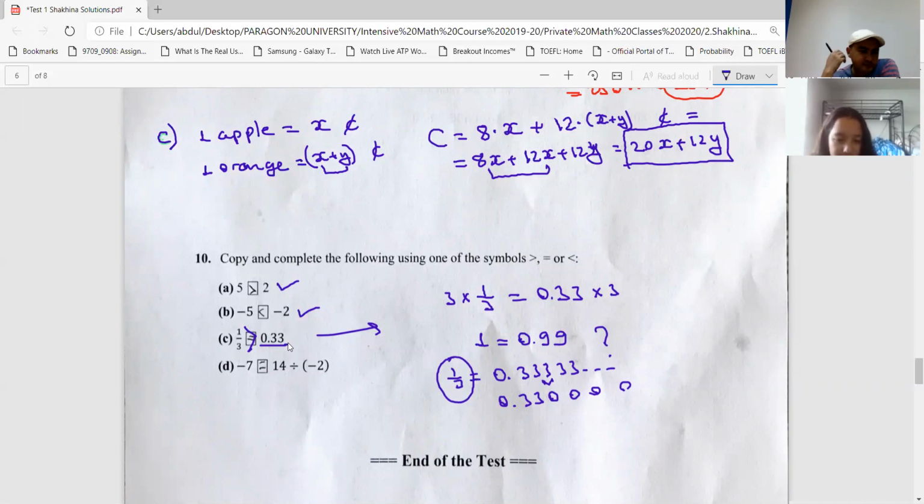Yeah, I see. And how about here? It is negative 7. Okay. And equals 14 divided by 2, negative 7. So that thing is correct.